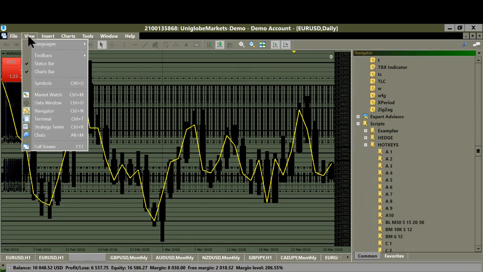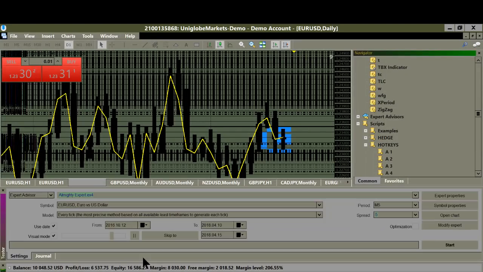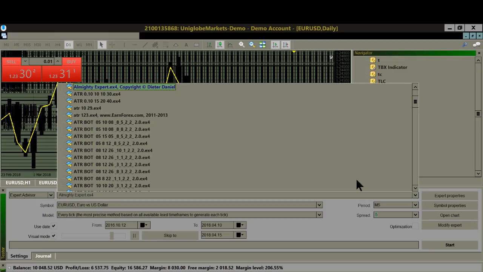So basically, a strategy tester, which is hit Control R. The last robot I ran in here was just the Almighty Expert. I don't know if that was yours. Was yours the Almighty Expert originally? Uh-oh, you're gone. Is that your original name for this thing, or is that somebody else that sent me that, the Almighty Expert? No, it's my original name. Okay. It's self-made.